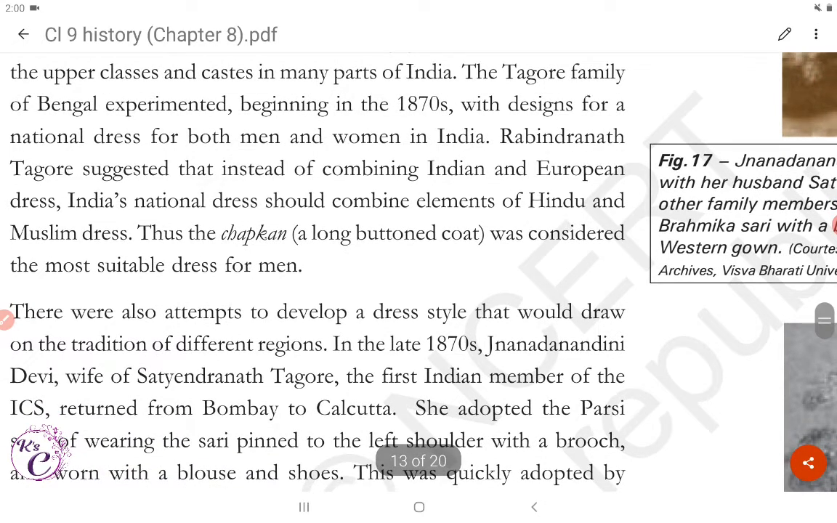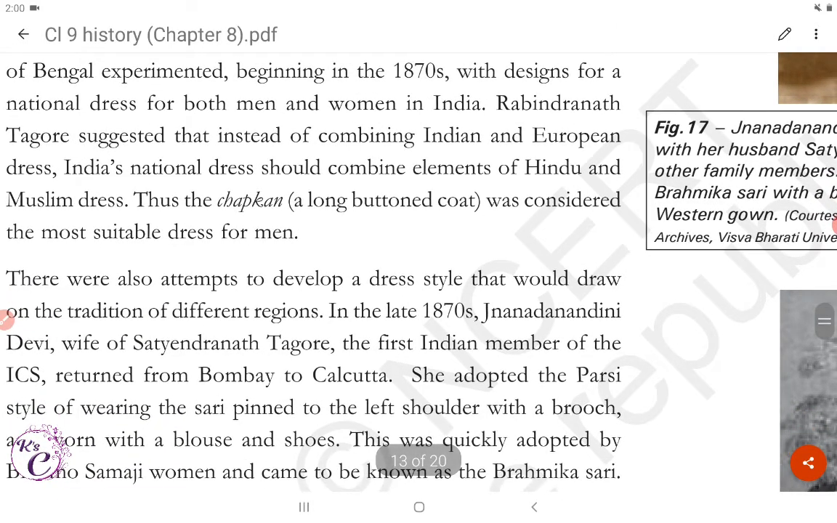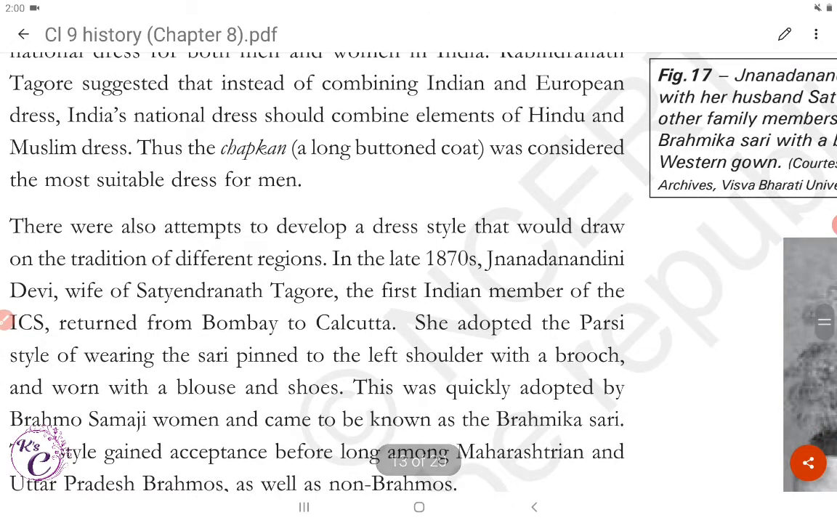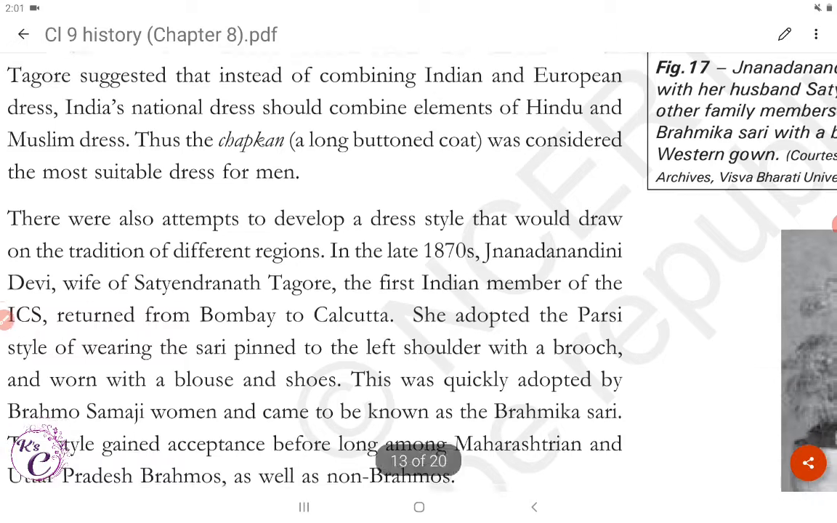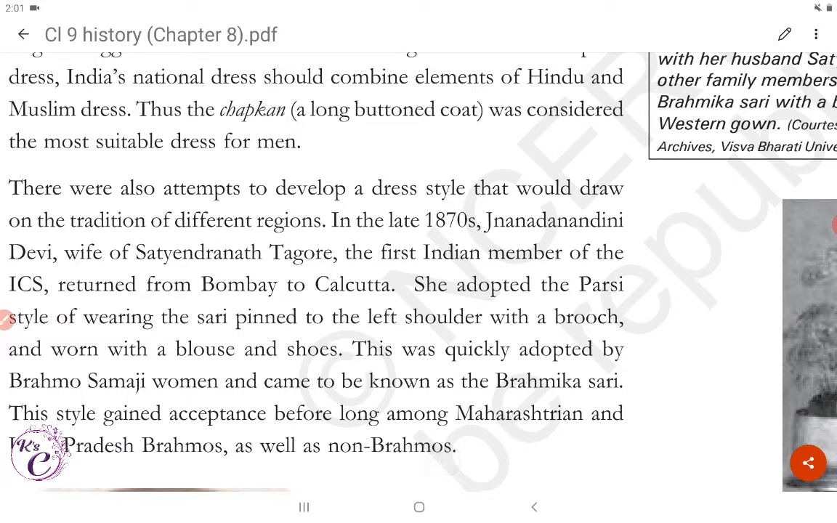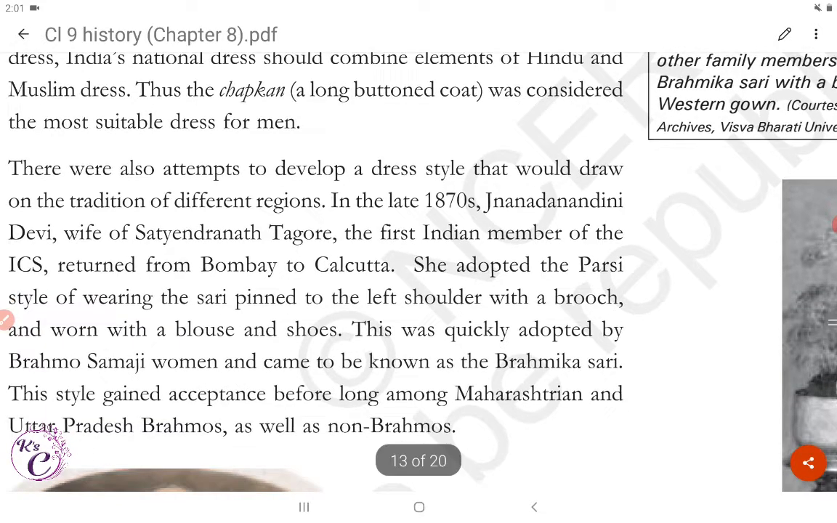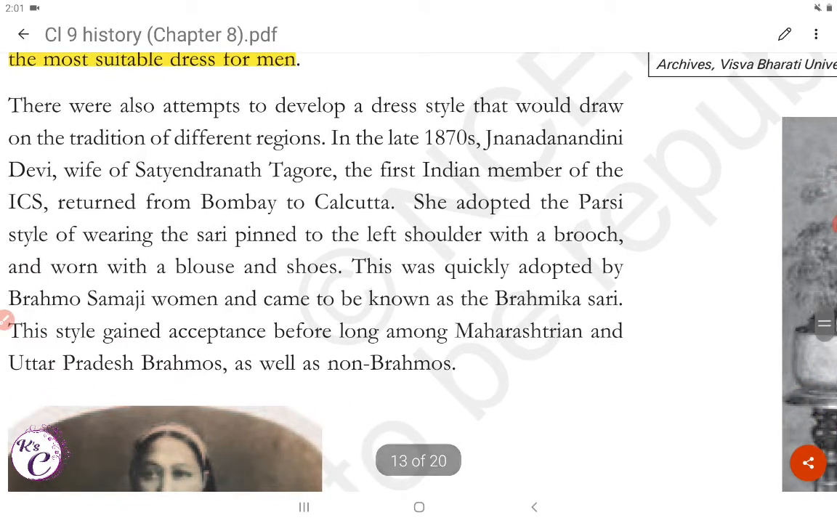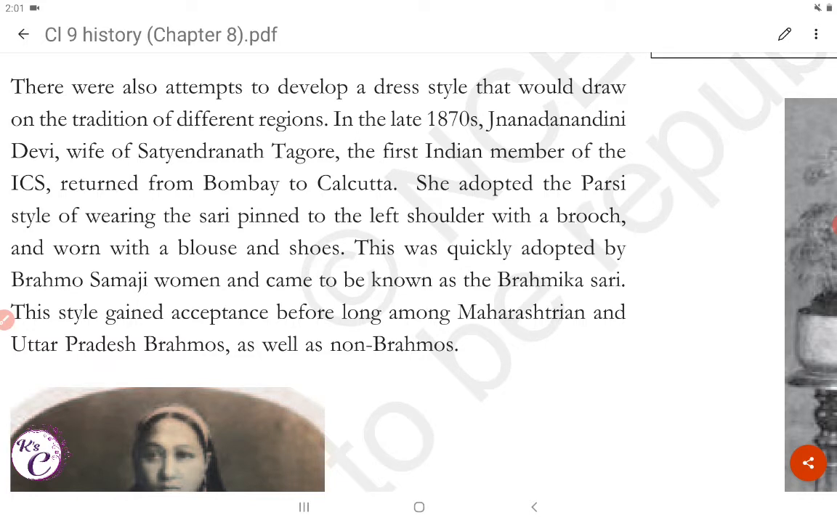The Tagore family of Bengal experimented beginning in the 1870s with designs for a national dress for both men and women in India. Rabindranath Tagore suggested that instead of combining Indian and European dress, India's national dress should combine elements of Hindu and Muslim dress. Thus, the chapkan, a long buttoned coat, was considered the most suitable dress for men. There were also attempts to develop a dress style that would draw on the tradition of different regions.